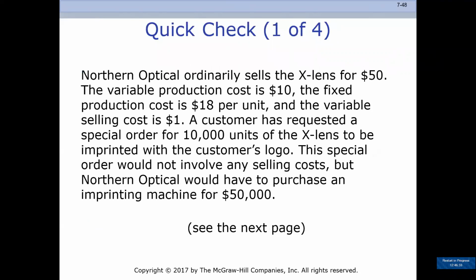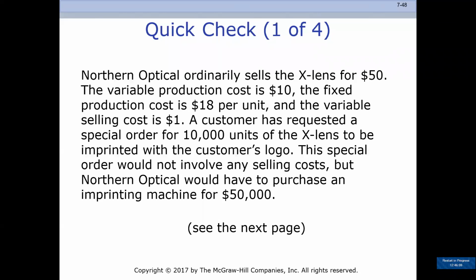Oh, a quick check. This sounds like a quiz question. Northern Optical ordinarily sells the X lens for $50. The variable production cost is $10. The fixed production cost is $18 per unit. Which cost should we be aware of? The 18, right? The fixed, yeah.